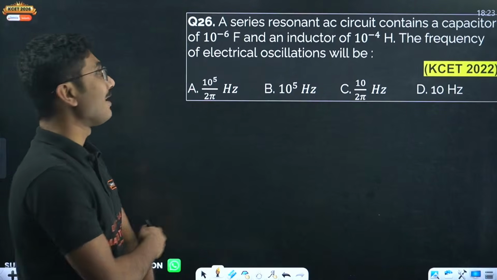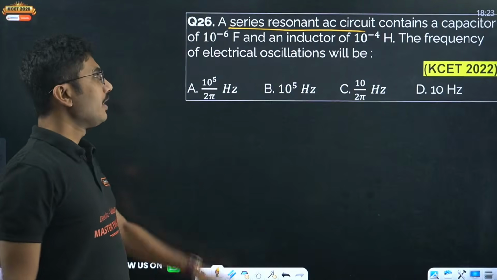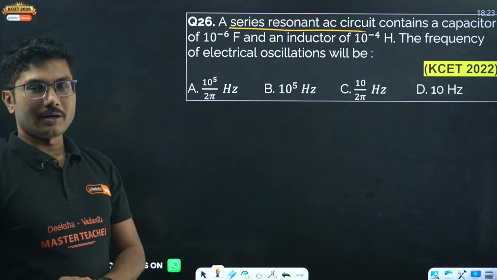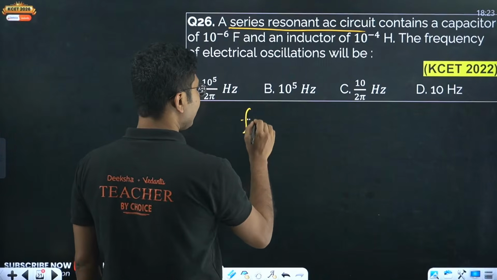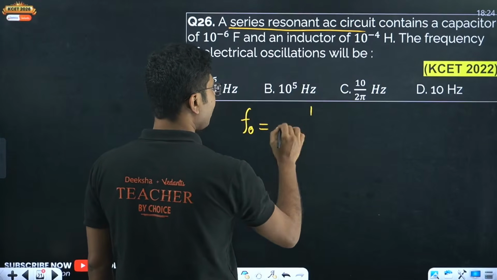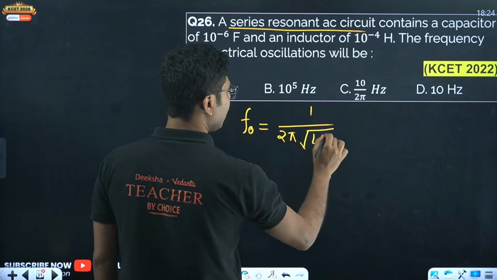Okay, so they have asked you about a series resonant AC circuit, and the capacitor and inductance are given. So what is the resonant frequency? Resonant frequency is given by 1 by 2 pi square root of L into C.